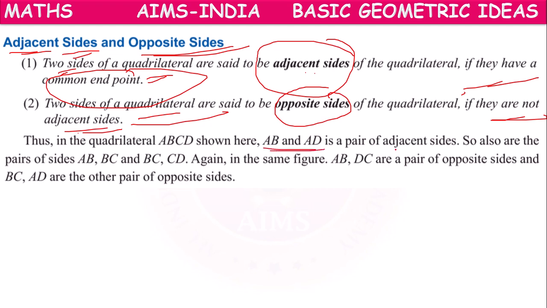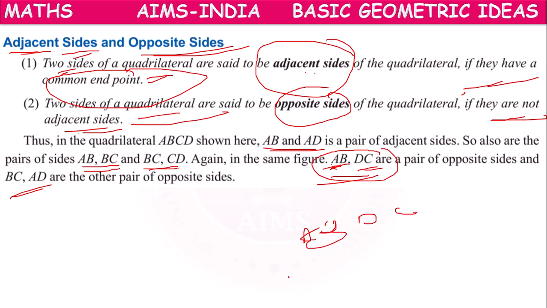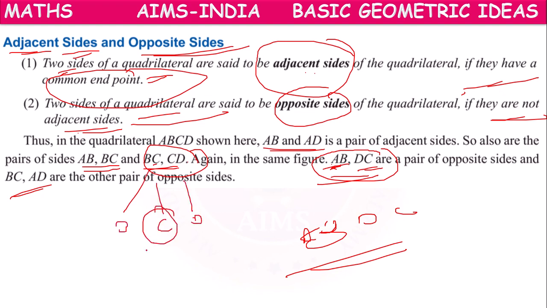So AB, AD are adjacent sides, pair of adjacent sides. So are AB, BC, and BC, CD. AB and DC are opposite sides. BC and AD are opposite sides. From the pair itself, you can tell AB, DC. In AB, in DC, here points are A, B. Here points are D, C. No common endpoint. So opposite sides. Whereas if you take BC, CD, B is there, C is there, which is common, D is there, common endpoint is there, adjacent sides.